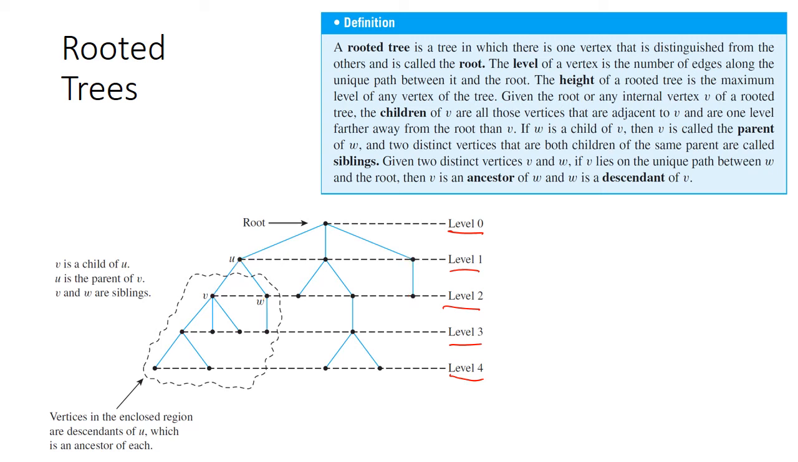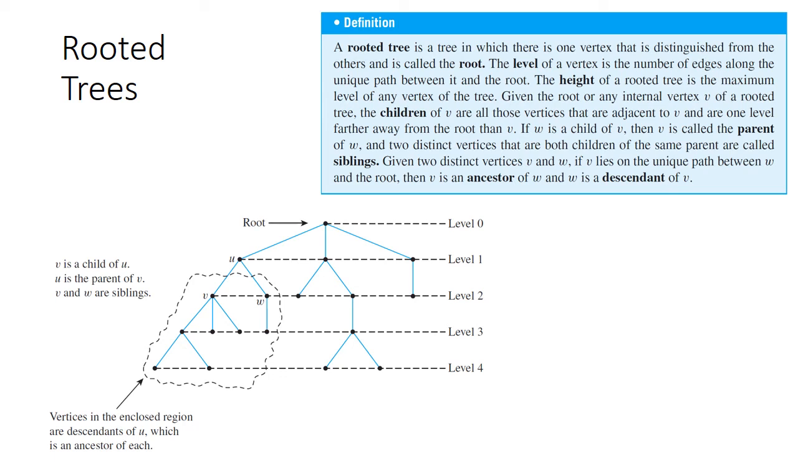Okay, let's keep looking through these definitions. If w is a child of v, then v is called the parent of w. Again, that's the analogy to the family tree. Two distinct vertices that are both children of the same parent are called siblings. Again, think of it as a family tree. Given two distinct vertices v and w, if v lies on the unique path between w and the root, then v is an ancestor of w, and w is a descendant of v.